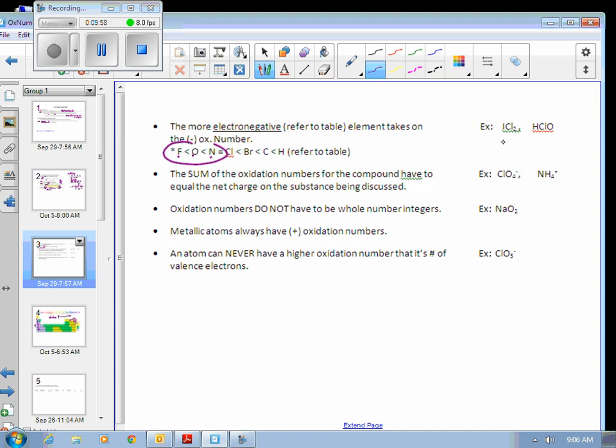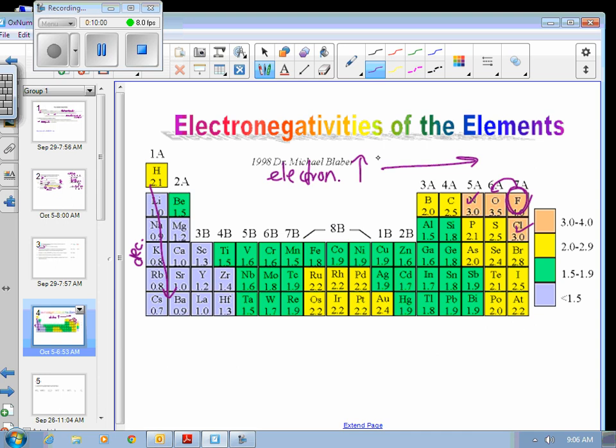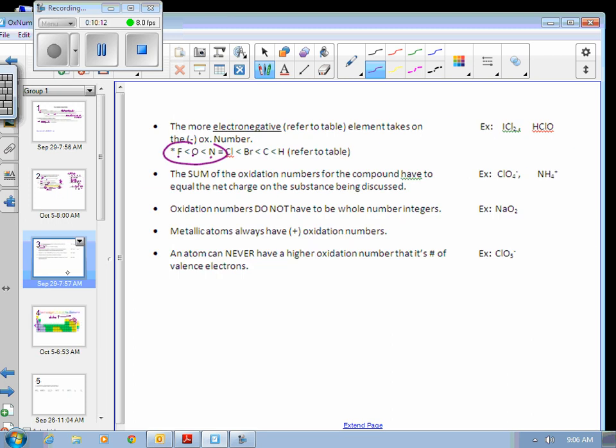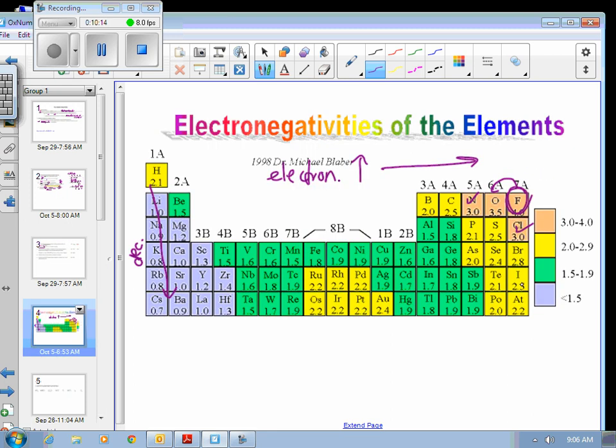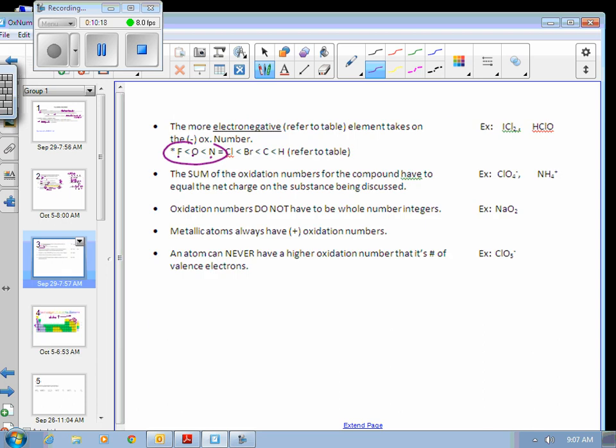So with iodine and chlorine, if you look at the periodic table, the electronegativities get less and less as you go down the halogens, okay? So what were we comparing? I to Cl. Here's iodine, here's Cl. Cl is more electronegative. That means it's going to want the electrons more. So we're going to give chlorine the -1 charge.